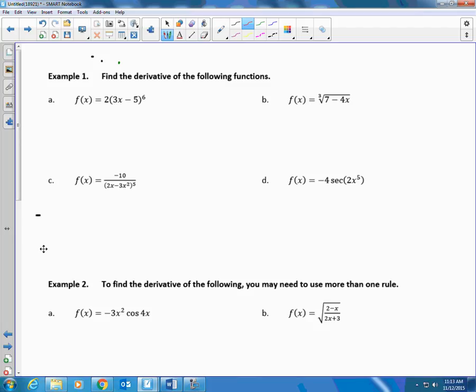Okay, we're not going to actually do these. We're just going to set them up real quick, okay? Because people need to make sure we know how to set them up. What's the inside? Outside? Good. Inside?